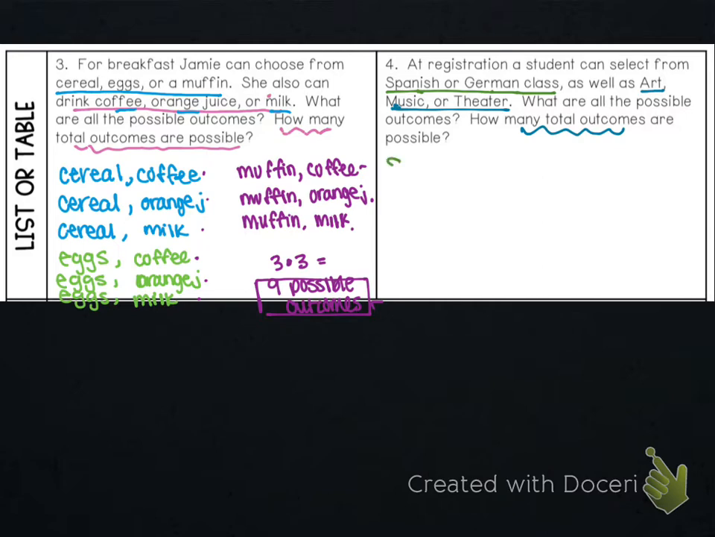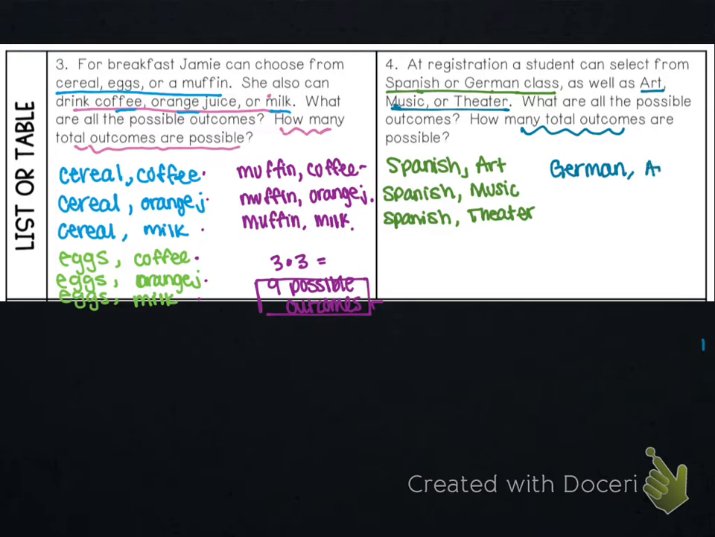Okay, so let's talk about Spanish. If I chose Spanish, I could either also go into art. If I chose Spanish, I could go into music. And if I chose Spanish, I could go into theater. Okay? But what if I didn't pick Spanish? What if I picked German? I could also go into art. If I pick German, I could also go into music. And if I picked German, I could also go into theater.